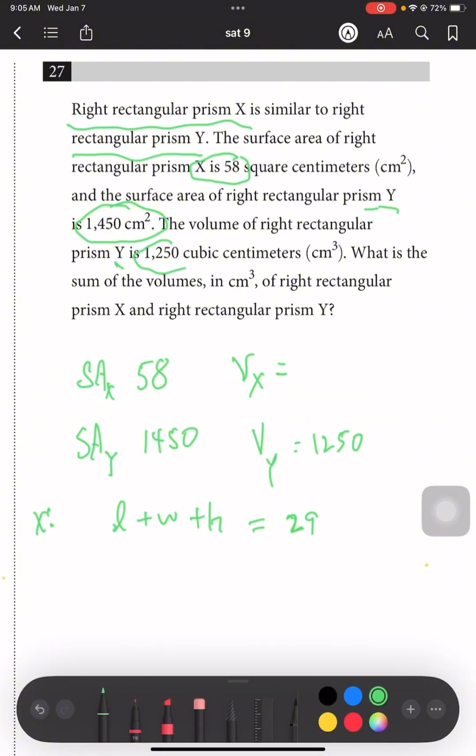Let me see. Oh, hold on. W times L, W times H and H times L. But the other one here, the prism Y, the WL plus the WH plus the HL, those are the 3 different faces of the prism. It's equal, but by some factor, because they're similar, right? This is similar. So it's 1450, and half that is 725.